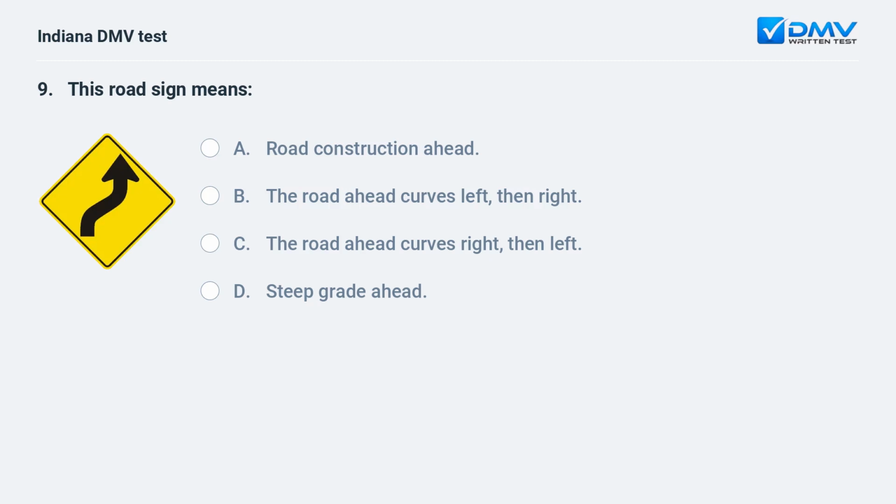This road sign means: A. Road construction ahead. B. The road ahead curves left, then right. C. The road ahead curves right, then left. D. Steep grade ahead.